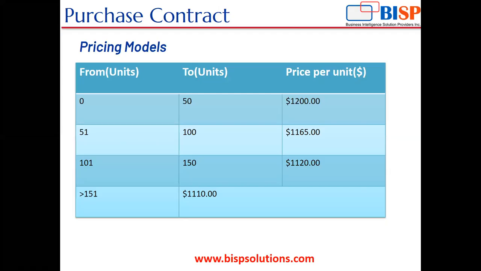This is my pricing model. So from units 0 to 50, the price per unit will be 1200, which is the base rate. When I purchase units more than 51 but less than or equal to 100, the price per unit is $1,165. Now when I purchase units more than 101 but less than or equal to 150, the price per unit gets down to $1,120.